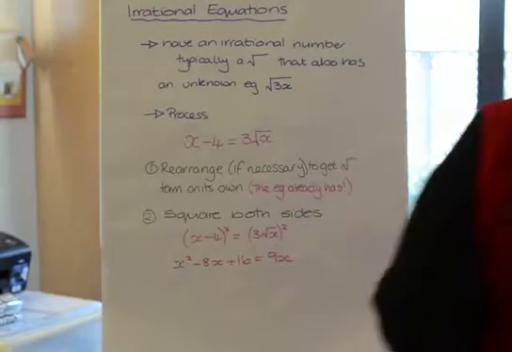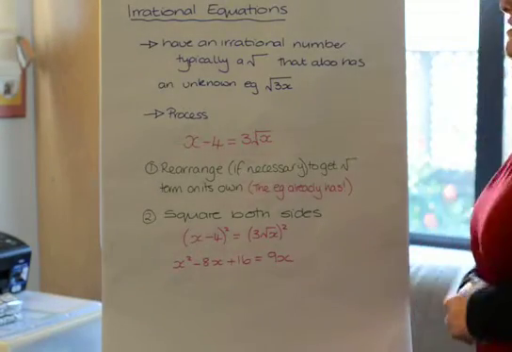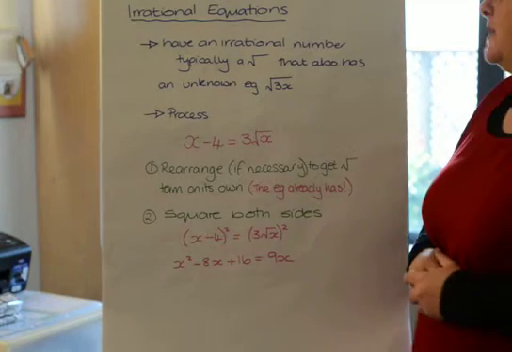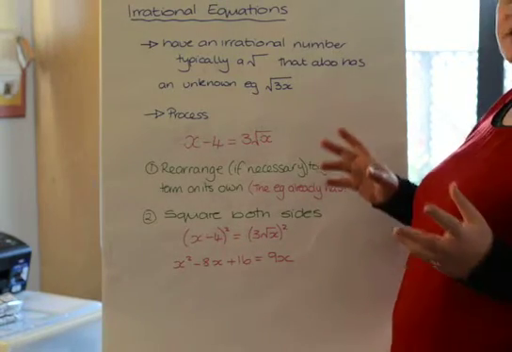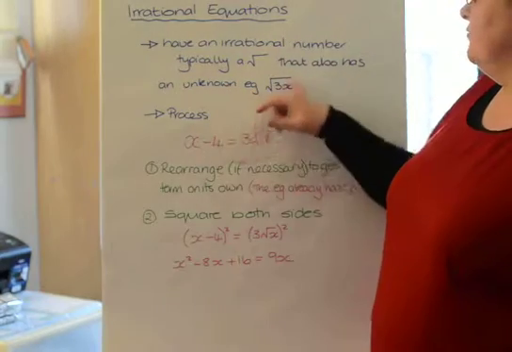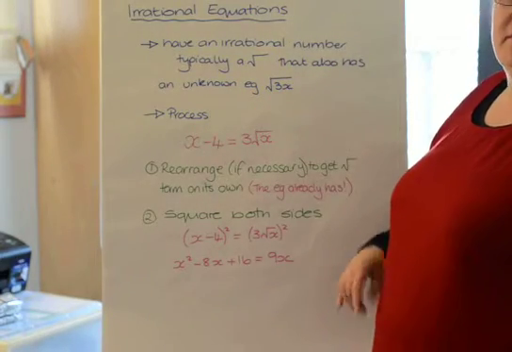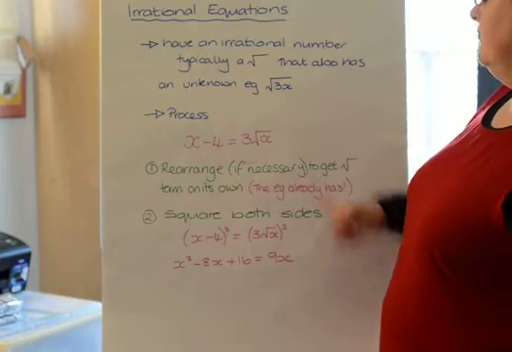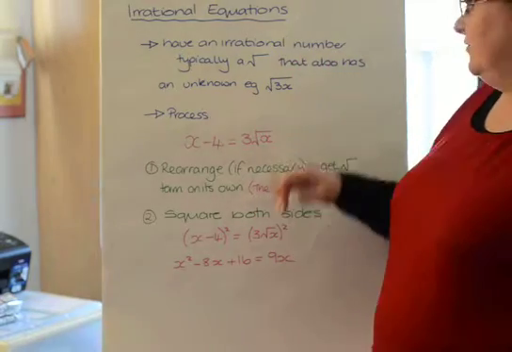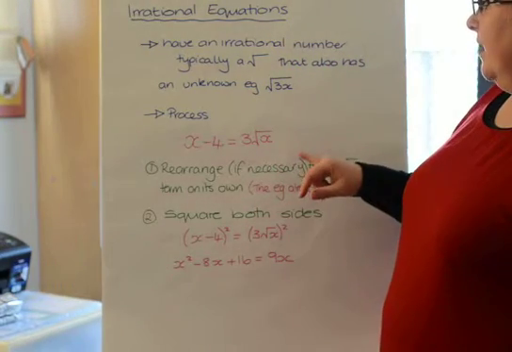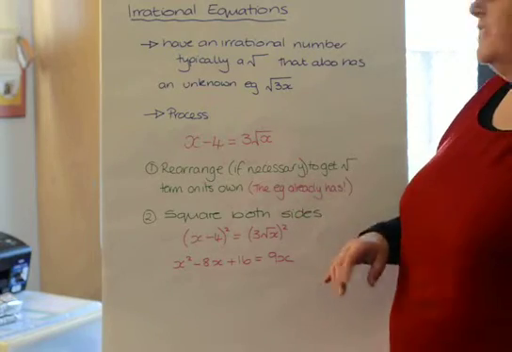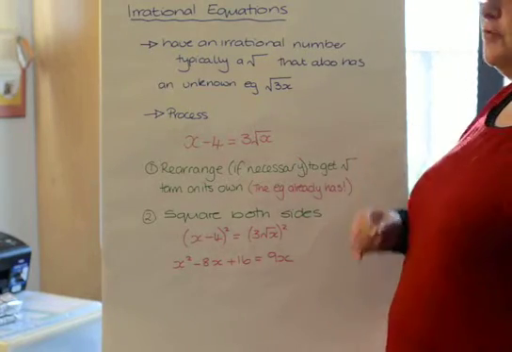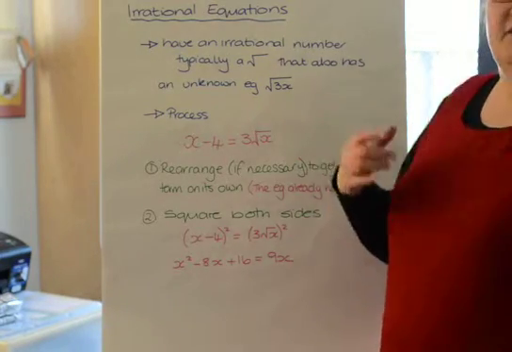Okay, so we're now going to talk about irrational equations, and these are equations that basically have a square root in them, and under that square root will be a variable. For example, root 3x. That's fine. We do have a process for this, and it's very systematic, and if you follow the process you'll get the right answer. If you don't, you won't.